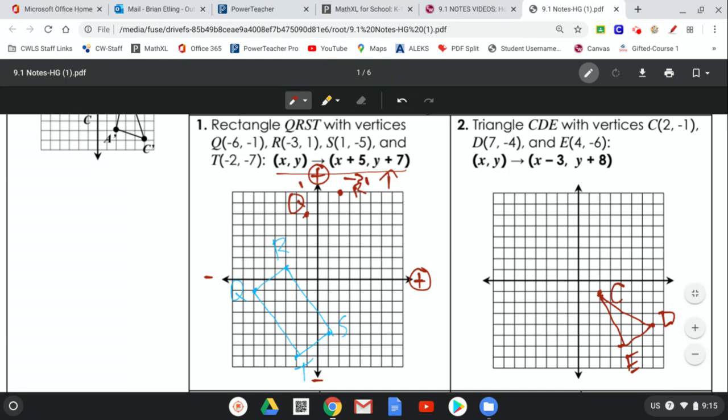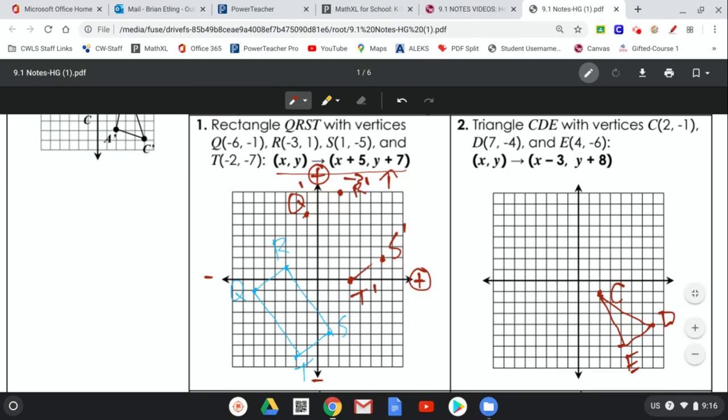All right, S here. So going 1, 2, 3, 4, 5, and up 7. 1, 2, 3, 4, 5, 6, 7. So that is where our S prime value is going to be. And then we also have T. So 1, 2, 3, 4, 5. 1, 2, 3, 4, 5, 6, 7. All right, so that is how we do it, and make sure you're labeling your points so we don't get them confused.